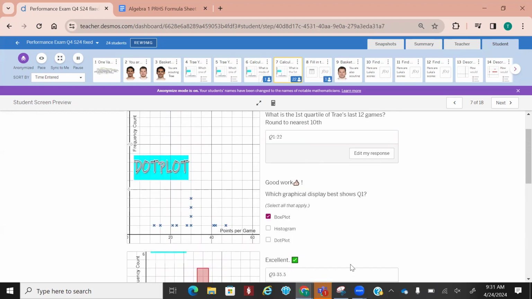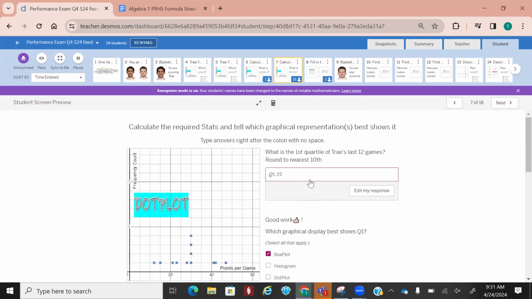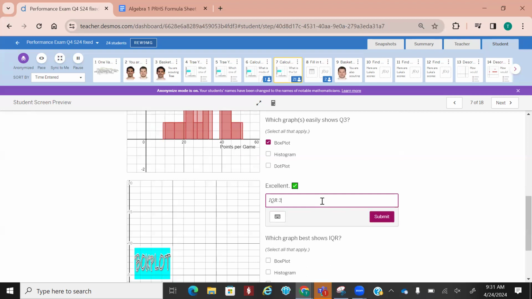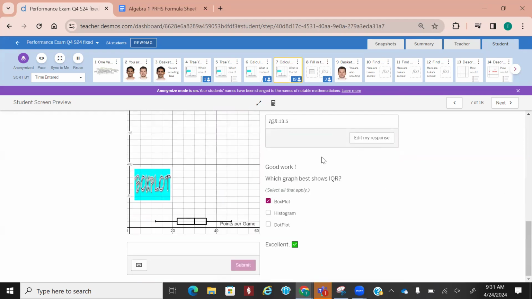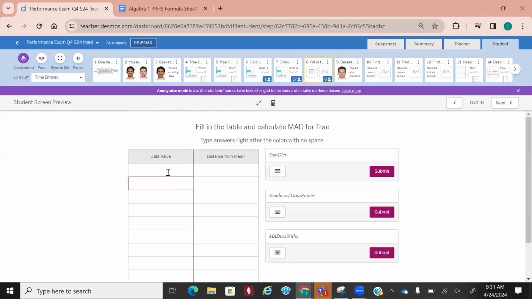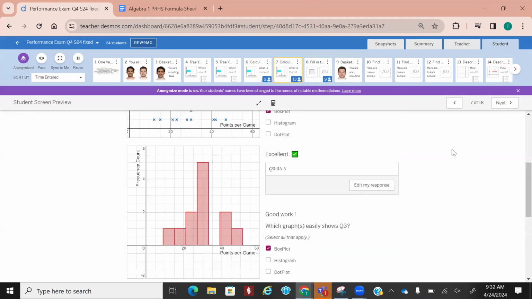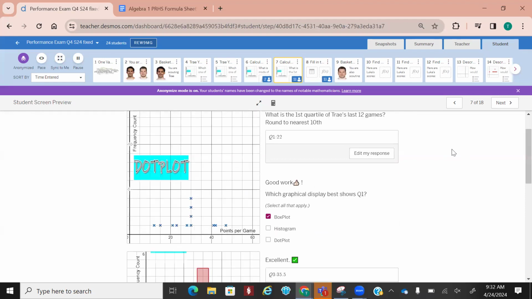Okay, so now to find IQR, you're going to take 35.5 and subtract 22. What do you get? You might have to get rid of a space or make sure that you put the decimal instead of a comma. And the best way to show that is box plot. Now MAD. MAD, really quick. 22 and 35.5.